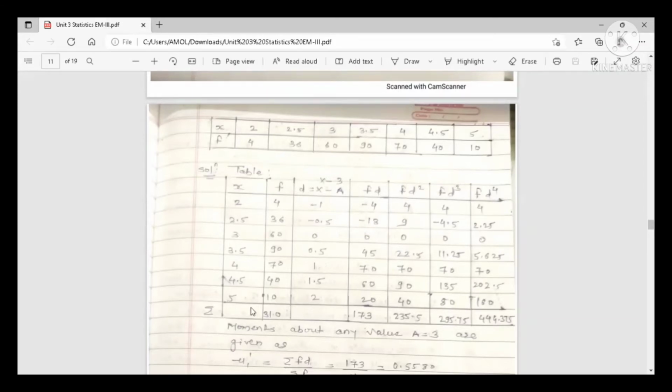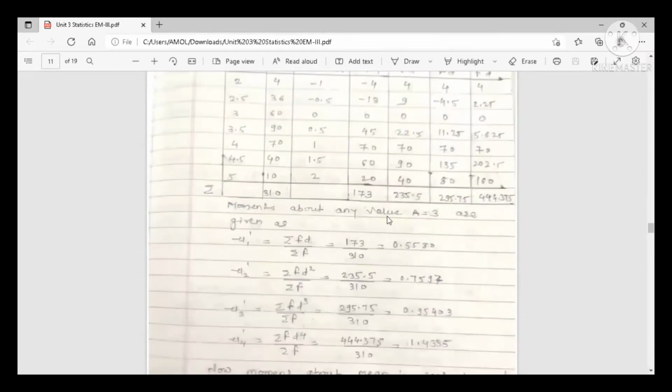Then at last you add all the values. Summation F is 310, summation F D is 173, summation F D square is 235.5, summation F D cube is 295.75, and summation F D raised to 4 is 444.375. Summation means the addition of all the values in the respective column.